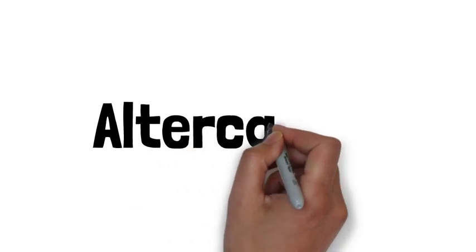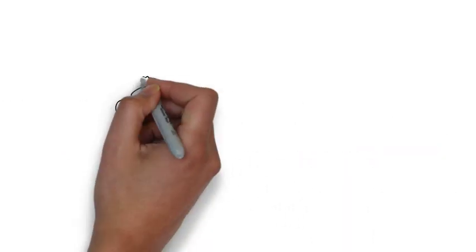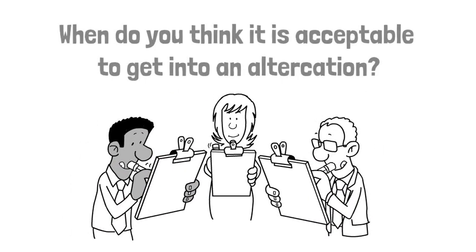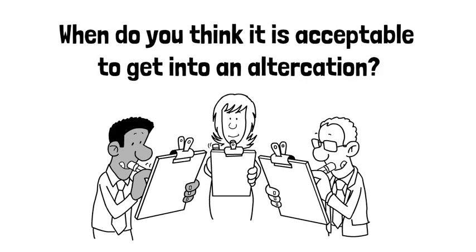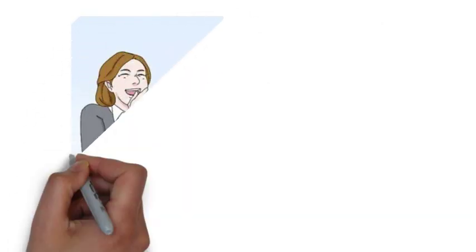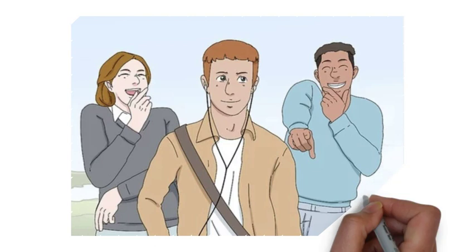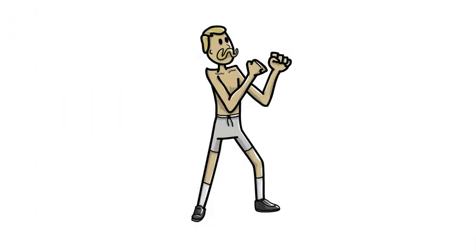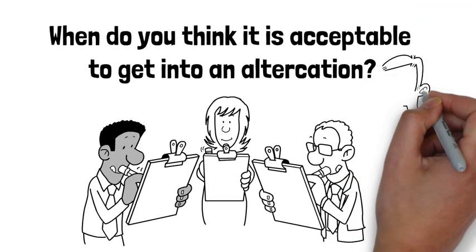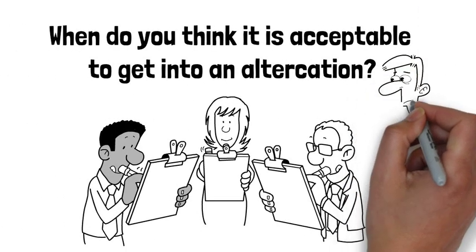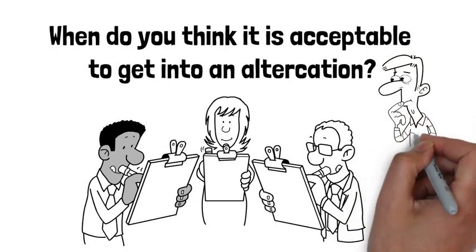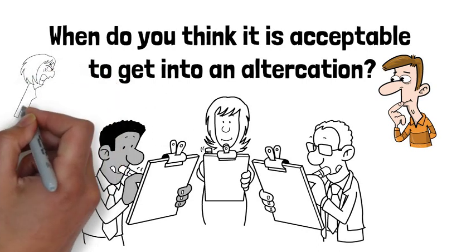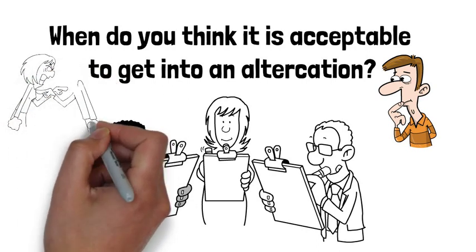Now that you know what altercation means, here's your task. You need to write your ideas on when you think it is acceptable to get into an altercation. Is it acceptable to get into an altercation if someone makes fun of you? How about if someone threatens to fight your brother? When is it acceptable to engage in a heated argument or disagreement with someone? Be specific with your answer and give details. So once again, when is it acceptable to get into an altercation?